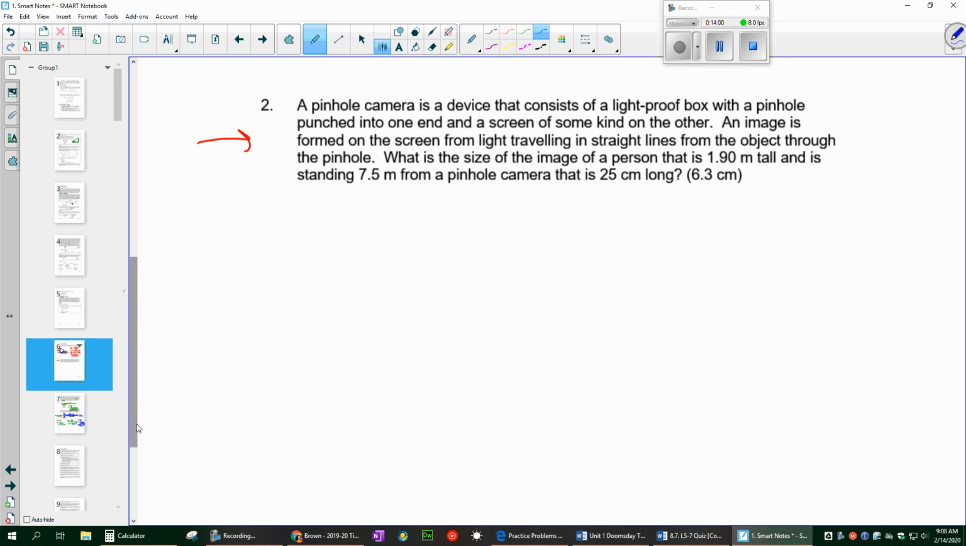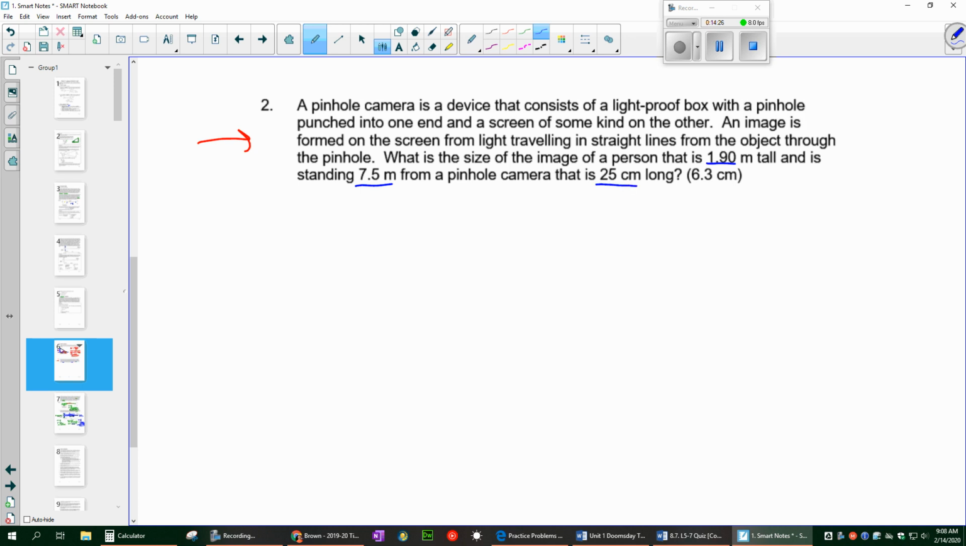All right, number 2. A pinhole camera is a device that consists of a light-proof box with a pinhole punched into one end and a screen of some kind on the other. An image is formed on the screen from light traveling in straight lines from the object through the pinhole. What's the size of the image of a person that is 1.9 meters tall and is standing 7.5 meters from a pinhole camera that is 25 centimeters long?